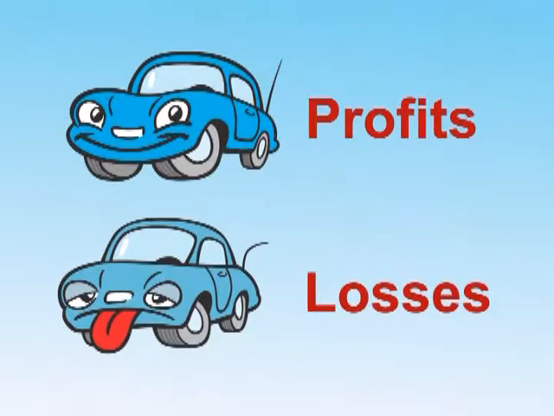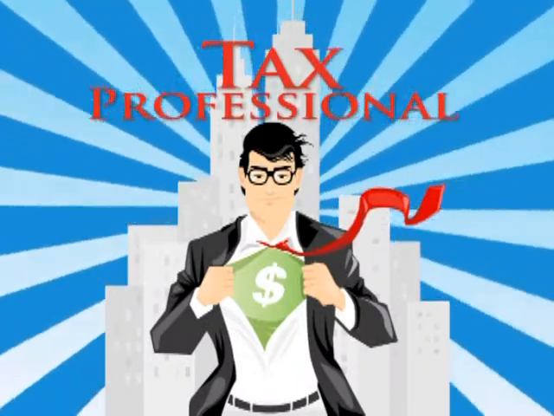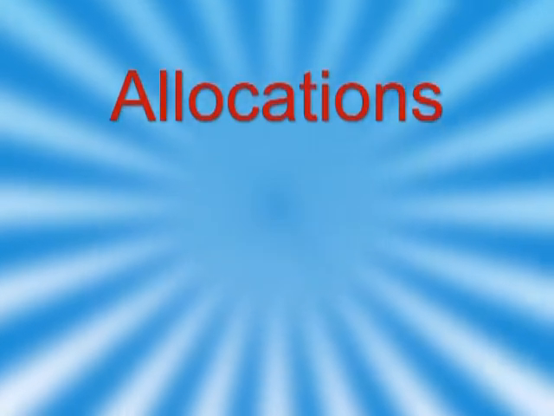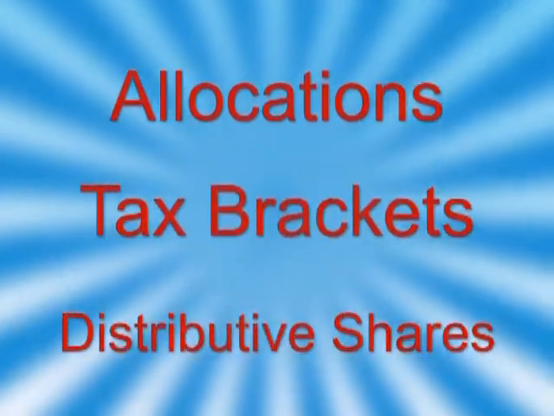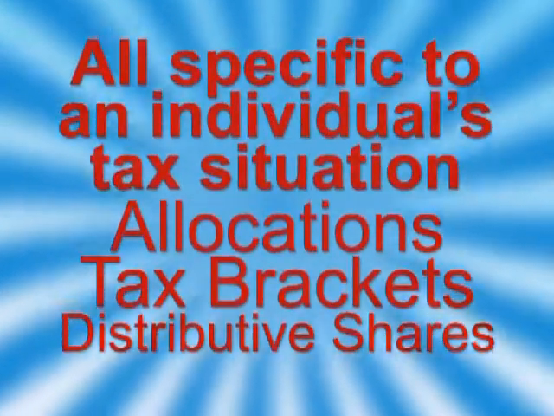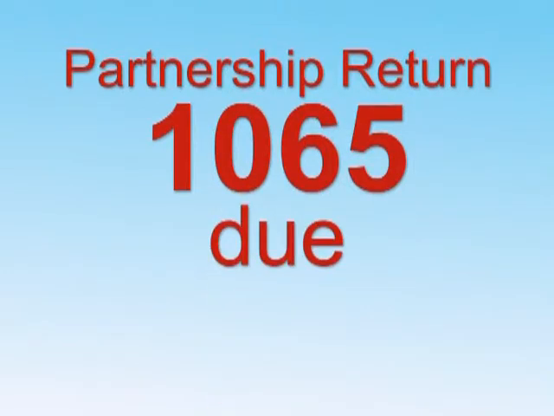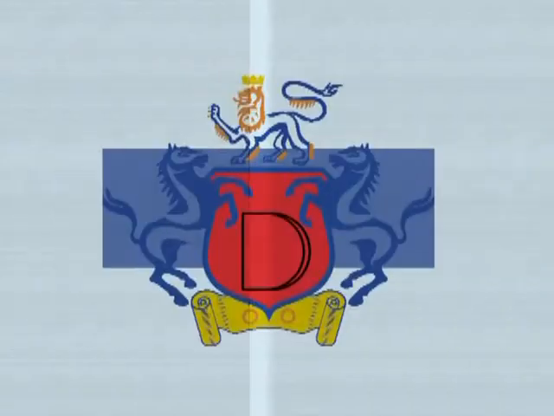When it comes to the profits and losses and setting up your partnership agreement, you must have a professional help with this because there are many complexities that go along with the allocations, tax brackets, and distributive shares that are very specific to an individual's tax situation. The partnership return 1065 is due April 15th. As I said earlier, the partnership rules are so complex that if you are planning to start a partnership, please seek help with the operating agreement.